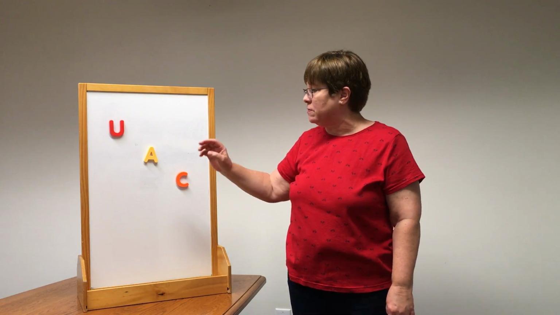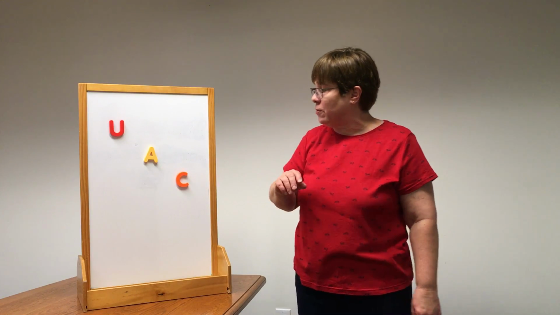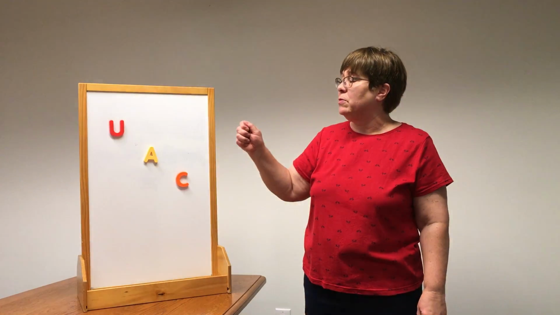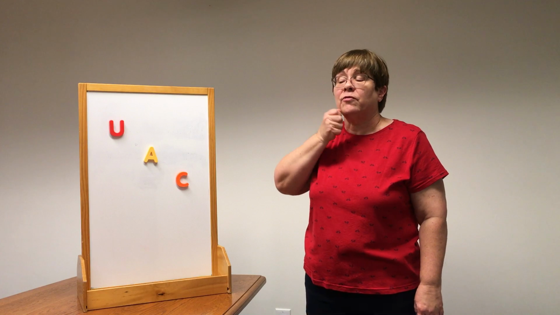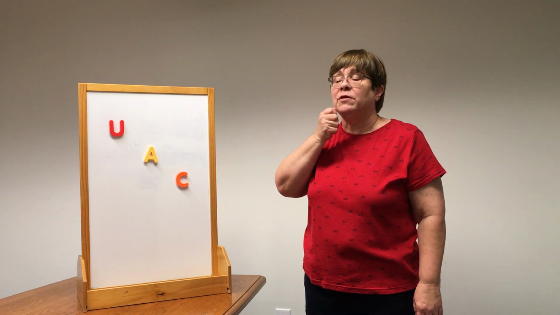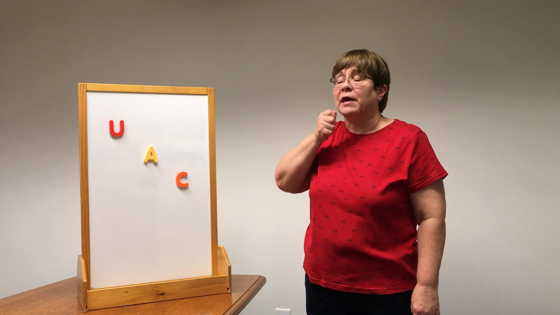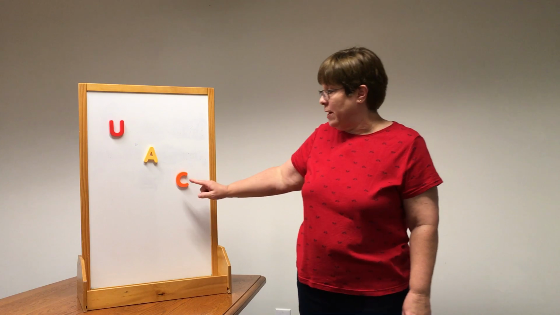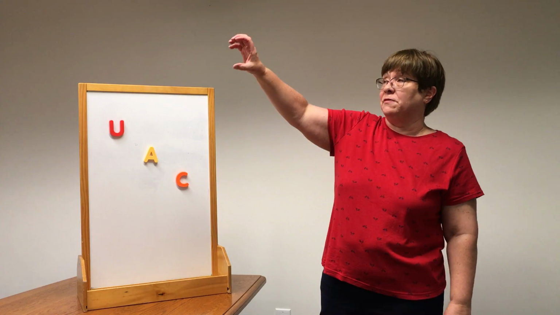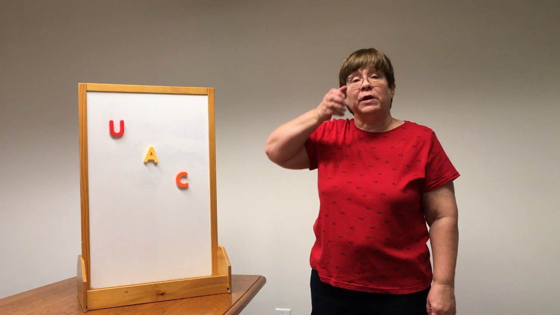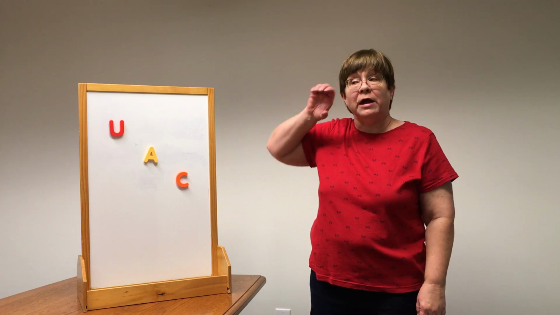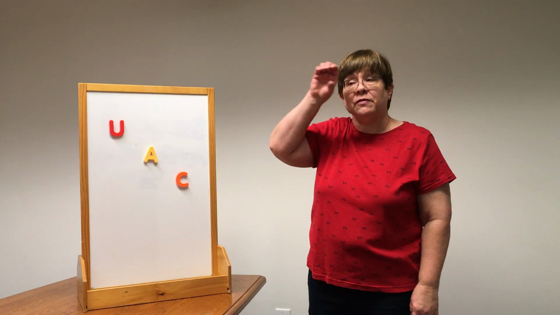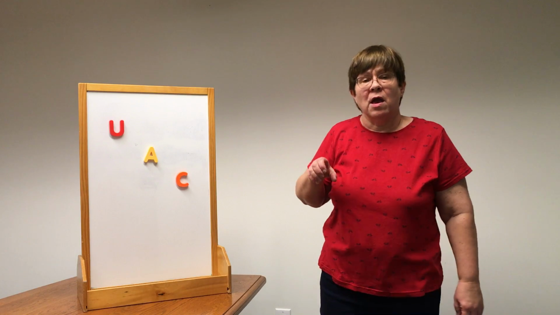Now we're going to learn the sign for aunt. We start with the letter A. Grab that balloon, and now make little circles by the bottom of your mouth, and this is aunt, aunt, aunt. And how about cousin? That's where the letter C comes in. We make the C in the air, and it goes right by our eyes. Cousin, cousin, cousin.